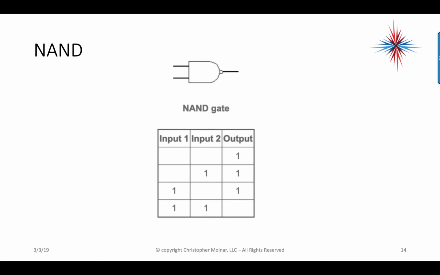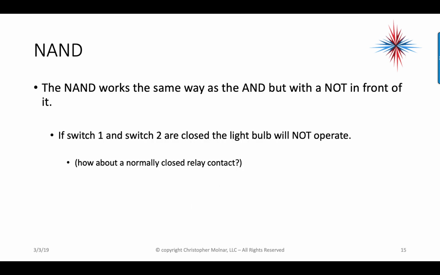Then we can also look at the NAND. Same principle, however, it's basically the opposite of the AND. So remember, our AND required both inputs 1 and 2 to get an output of 1. In this case, it's the reverse. If we have both inputs 1 and 2, our output is 0. So it's a reverse of an AND. And you can think about this one working the same way as the AND, but with a not in front of it. If switch 1 and switch 2 are closed, the light bulb will not operate.